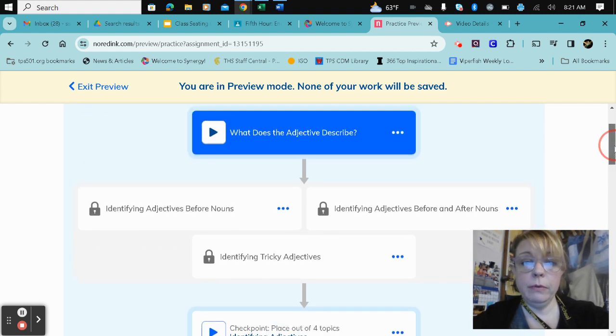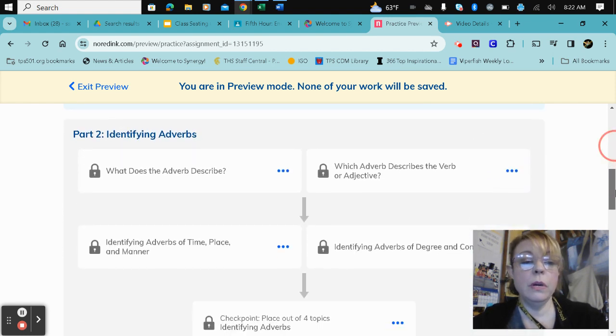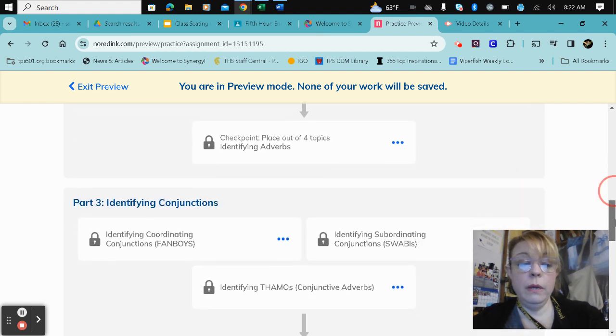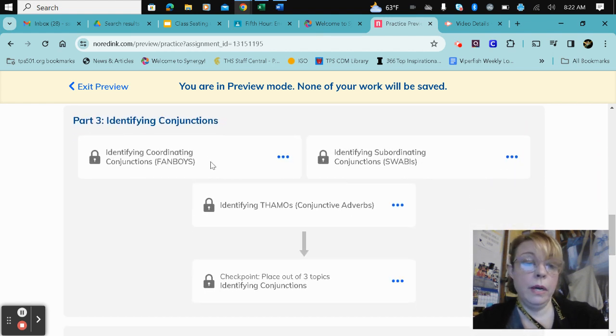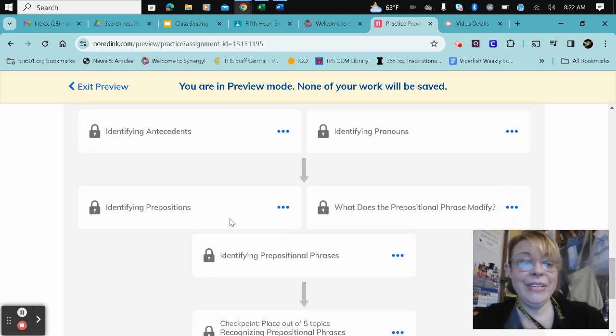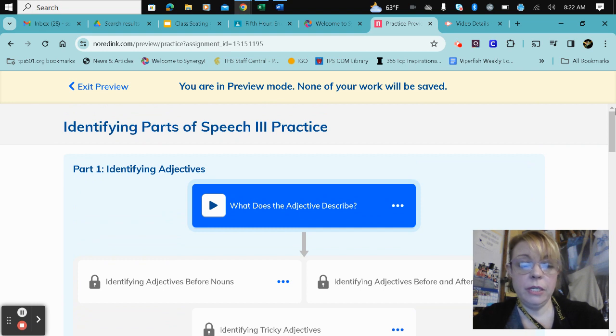So this is what I would do. I would do 5. So 1, 2, 3, 4, 5. I would get that section knocked out today, and I'm giving you time in class to work on it. And then on Tuesday, I would do identifying adverbs 1, 2, 3, 4, 5. And then on Wednesday, I would do identifying conjunctions 1, 2, 3, 4, 5. Maybe 4 a day. No, there's more. That's right. So then on Thursday, I would focus on this section. So for each day this week, that's what you should do: focus on each section.